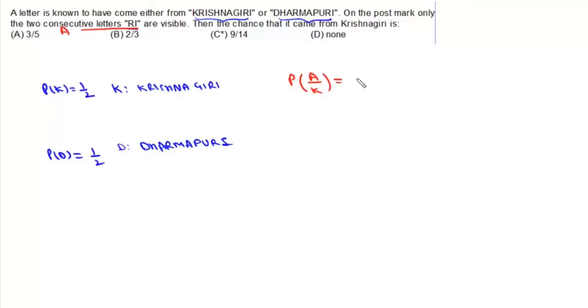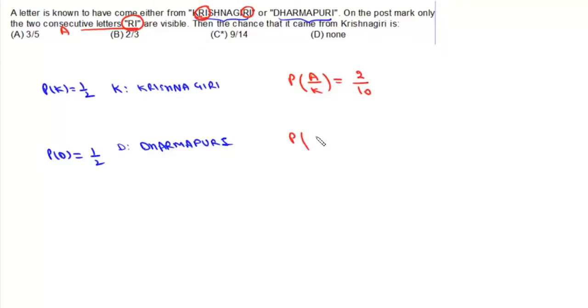Now if we look at Krishnagiri, we have to choose any 2 consecutive letters, and we know that in a row, the number of consecutive selections is given by n minus r plus 1. In this case, n is 11, so 11 minus 2 plus 1, that will be 10 ways. And our favorable case is when RI is visible. We get RI here, and we also get RI here. So this probability will be simply 2 by 10.